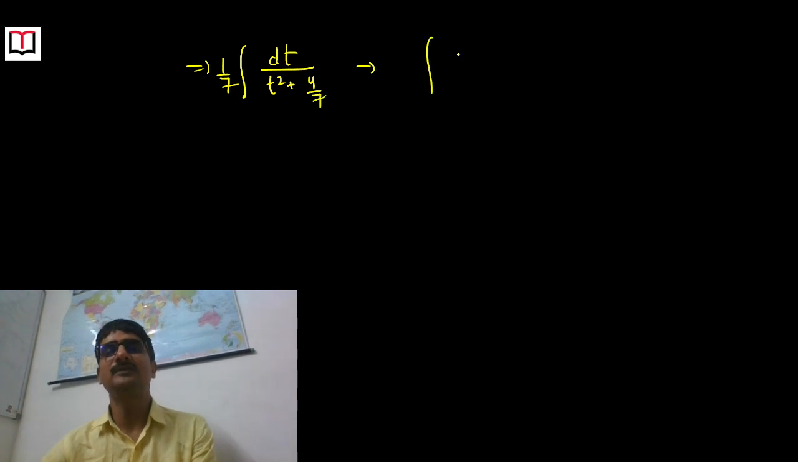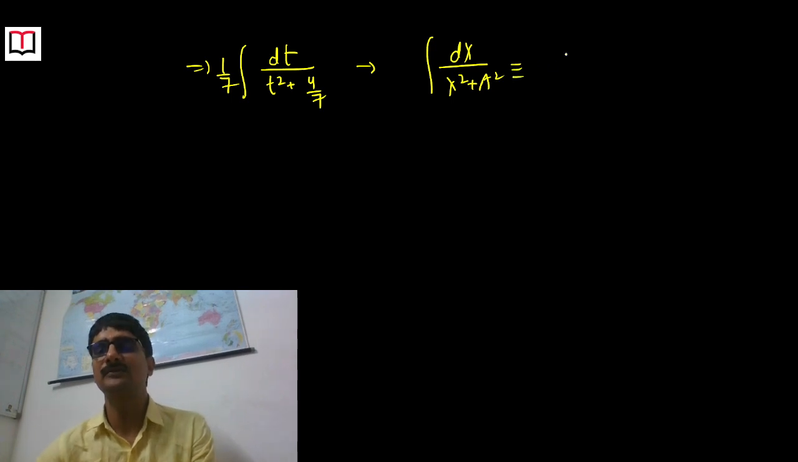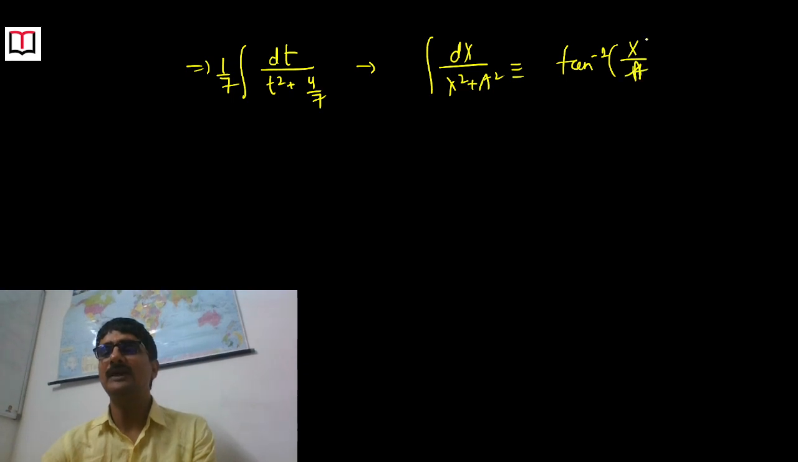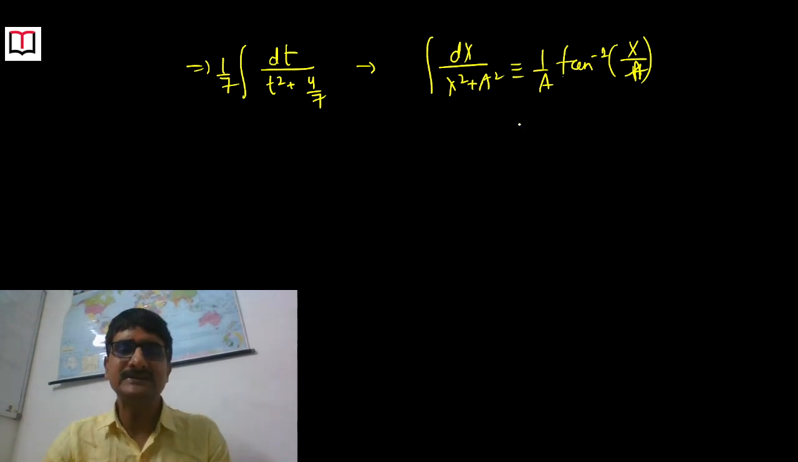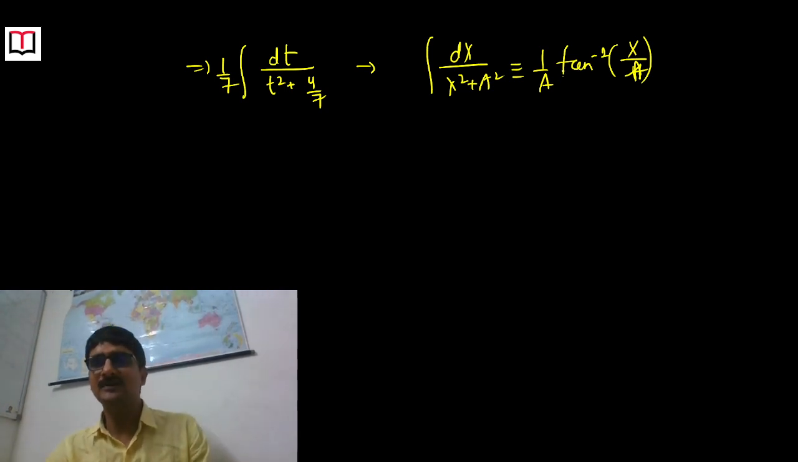Now what do we do? We compare it with x square plus a square, and I believe all of you must be knowing it. It's something like 1 by a tan inverse of x by a. I think it's 1 by a here, that you can check. We can easily derive it, but I'm not interested in deriving it. You all must and should know these results.